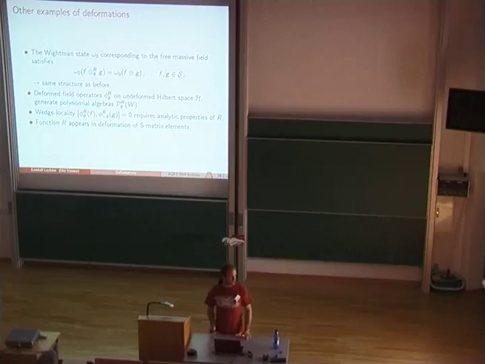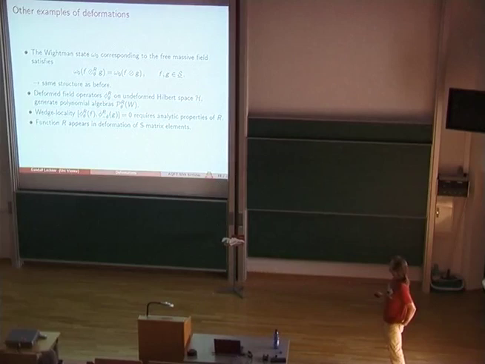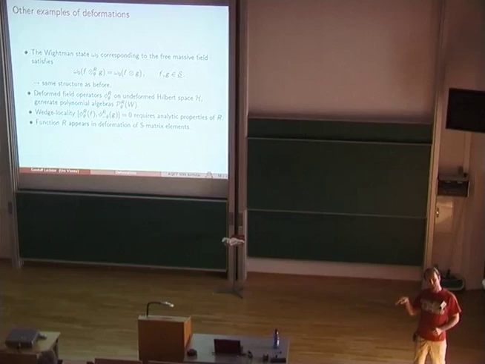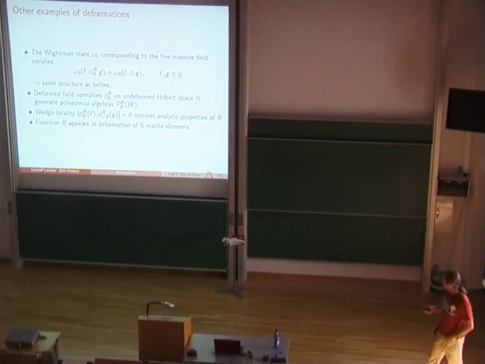Okay, and I don't want to talk about many details here, but the structure is very similar. You have deformed field operators on the old Hilbert space, which generate, for example, polynomial algebras localized in wedges. Once again you might check, so by construction it's still isotonous, but the question is about locality once again. Do the wedges which are causally separated commute? And this is where analytic properties of R come into play.